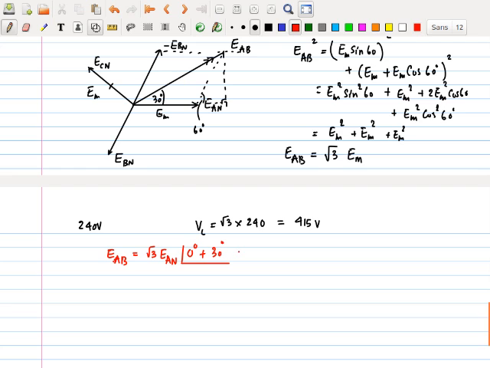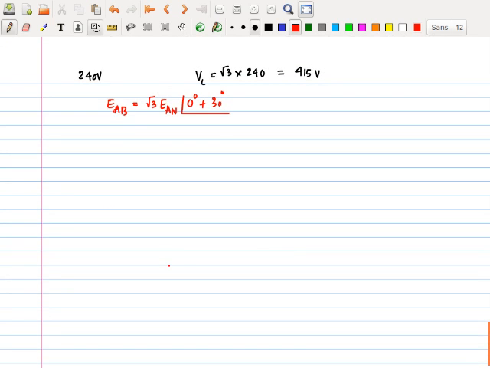see, this is EAN, this is an angle of 30 degrees. So you realize for that particular phase, if you want to find this line voltage, it has a magnitude which is root 3 into the magnitude of the phase, and the phase has got shifted by plus 30 degrees. Now I want you to go home and do this entire thing.